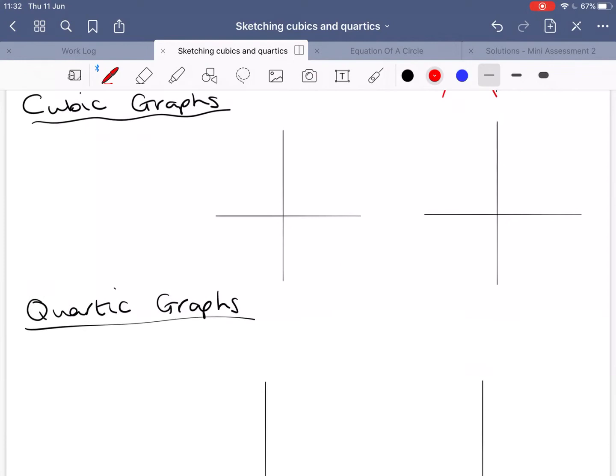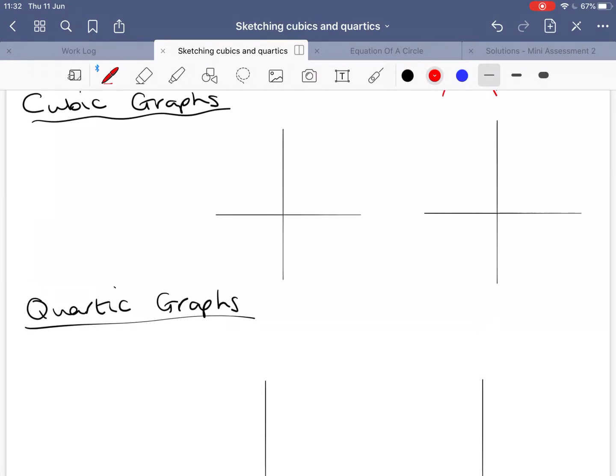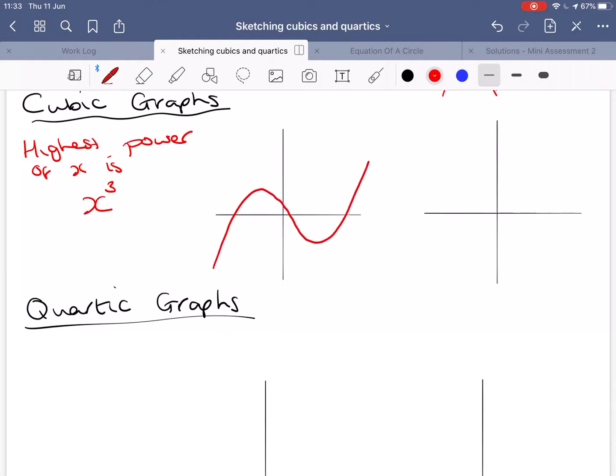Now, a cubic is exactly the same in that you can have a positive version and a negative version. And cubics are when the highest power of x is x cubed. So it could be x cubed plus 5x minus 2. It could be 3x cubed minus 2x squared minus x minus 7. But the highest power is the power of 3. And positive cubic graphs look like that.